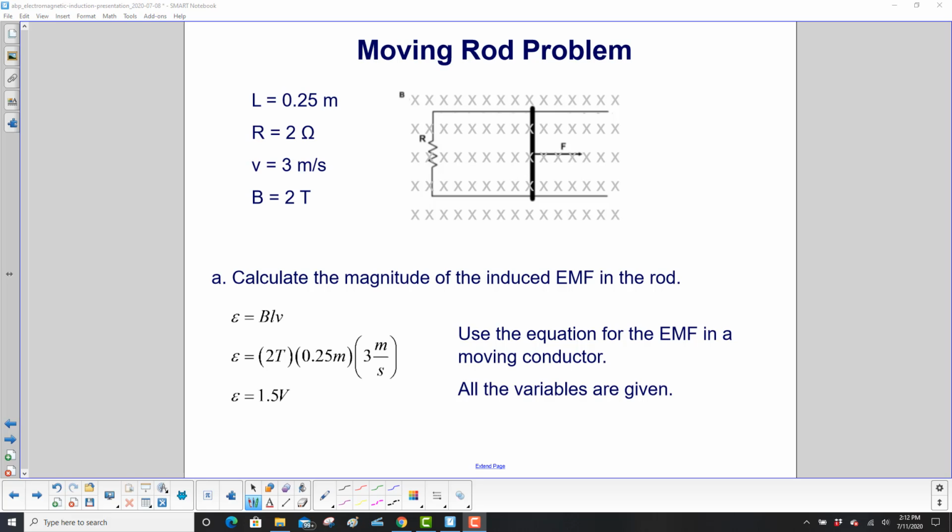Calculate the magnitude of the induced EMF. We derived this equation earlier in the chapter, and it's magnetic field times length times velocity, or BLv. So we have 2 Tesla, and we need this length here, which is 0.25 meters, and we're going at 3 meters per second, so we get 1.5 volts. Handy equation to know.